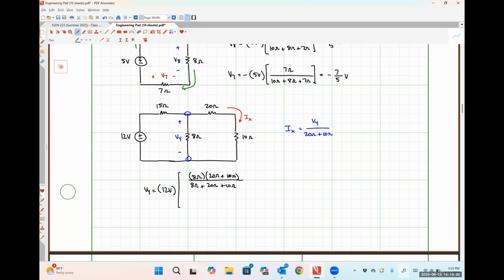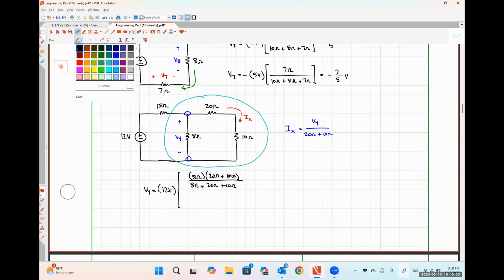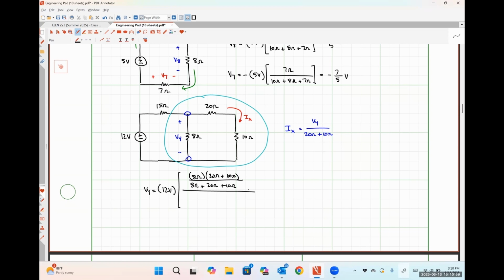So I'm treating this equivalent resistance as if it is a single resistor, so that ultimately I have what looks like a voltage source in series with just straight resistors so that I can use that voltage division technique. So down here in my denominator, this would look like 15 ohms plus, and then once again, that equivalent resistance for my numerator. So 8 ohms times 20 ohms plus 10 ohms over 8 ohms plus 20 ohms plus 10 ohms.